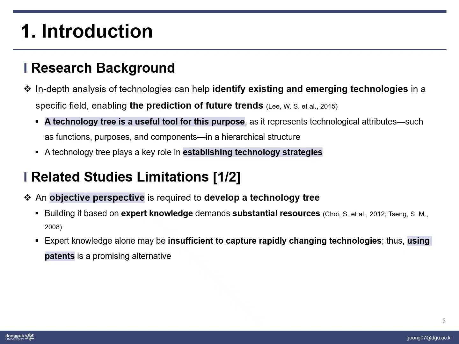Analyzing technologies makes it possible to identify both existing and emerging technologies. It also enables the prediction of future trends. In this context, a technology tree is considered a useful tool as it expresses attributes such as functions and purpose in a hierarchical structure. The development of a technology tree requires an objective perspective. However, constructing it based solely on expert knowledge presents limitations.